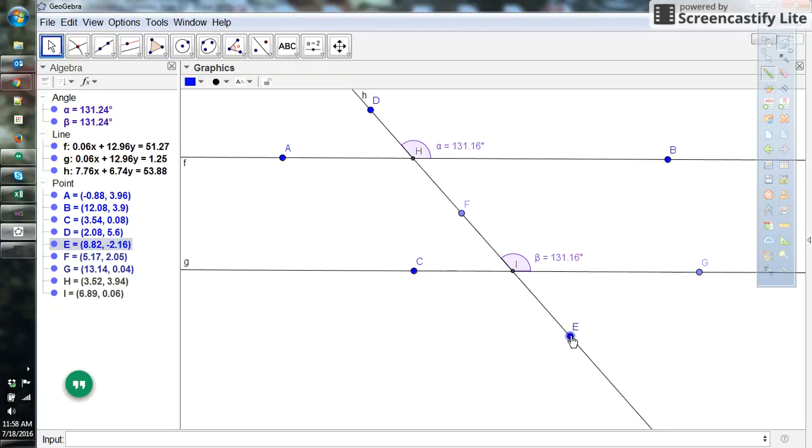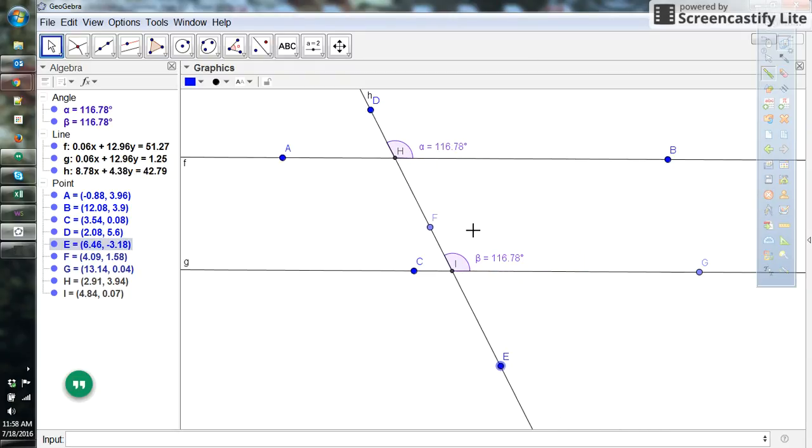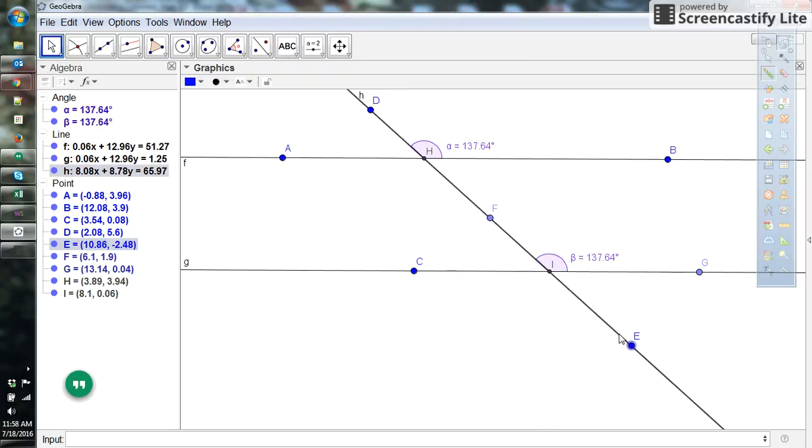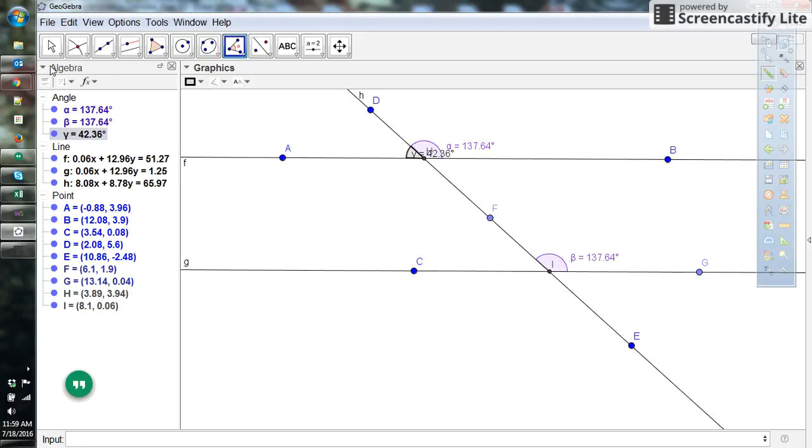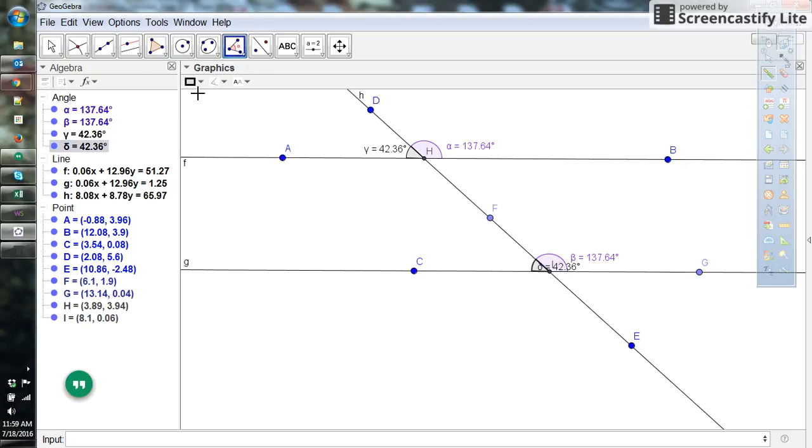If I move my parallel lines, the angle measure does change, but they stay congruent to each other. Okay. Now, if I move my transversal, again, the angle measures will change, but they do stay congruent to each other. So let's test this out and see if that works the same way with other corresponding angles. So let's go ahead and label this one. Okay, so that one is 42.36. Oh, here's 42.36. Again, congruent.